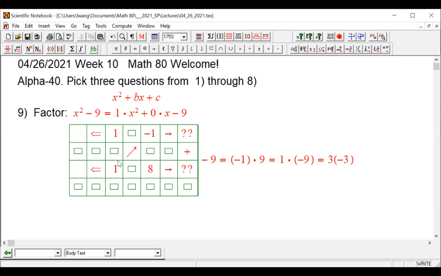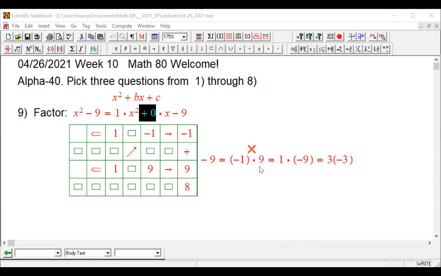And you quickly realize 1 times negative 1 gives a negative 1 here. Oh, sorry, this should be a 9. 1 times 9 should equal 9. Negative 1 plus 9 equals 8. And obviously it doesn't match the 0. So this option is out.